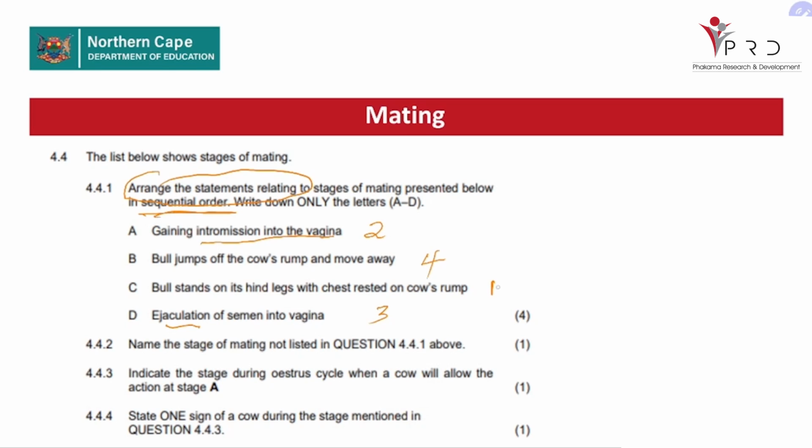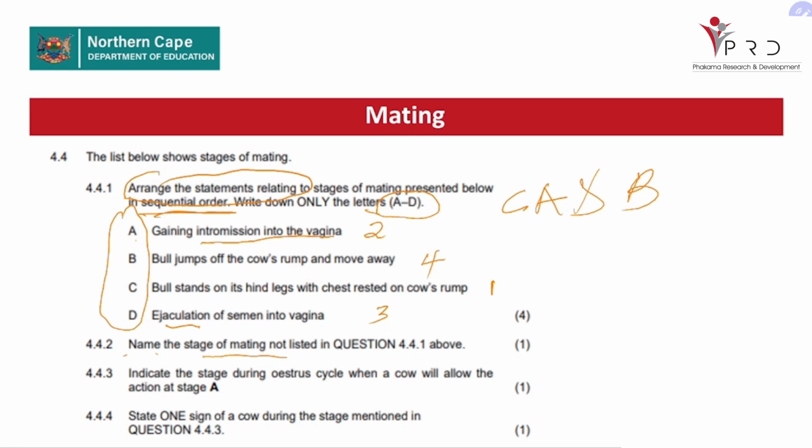So you are not going to write numbers 1, 2, 3, 4. The question says you must write only the letters. Because we are using the letters already, I'm not going to rewrite the letters on the side. You are going to write only the letters. So your responses will be C, then A, and then D. After D, you will have B. That's what is expected. Indicate the stage, number 2.